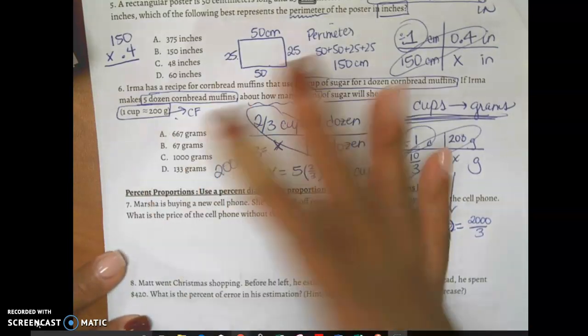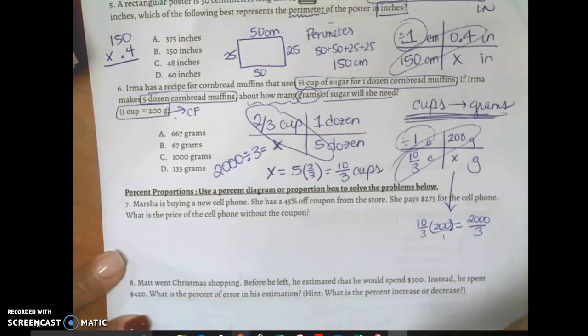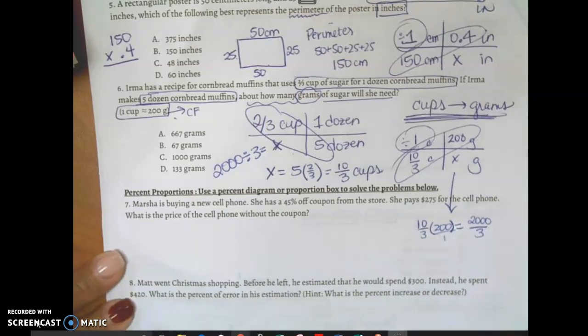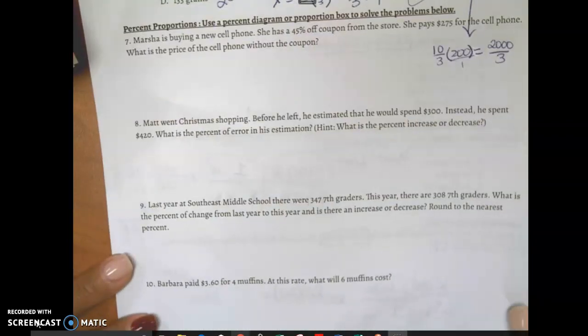Okay, I think I did this question and this one. Let's go on to number 9. You need to check Google Classroom for the rest.